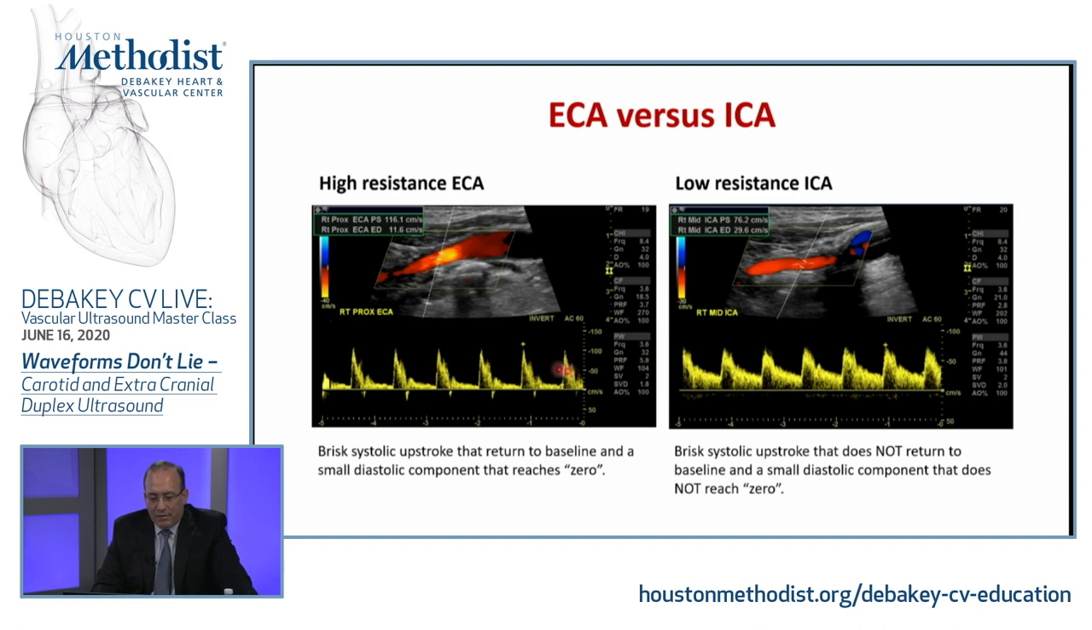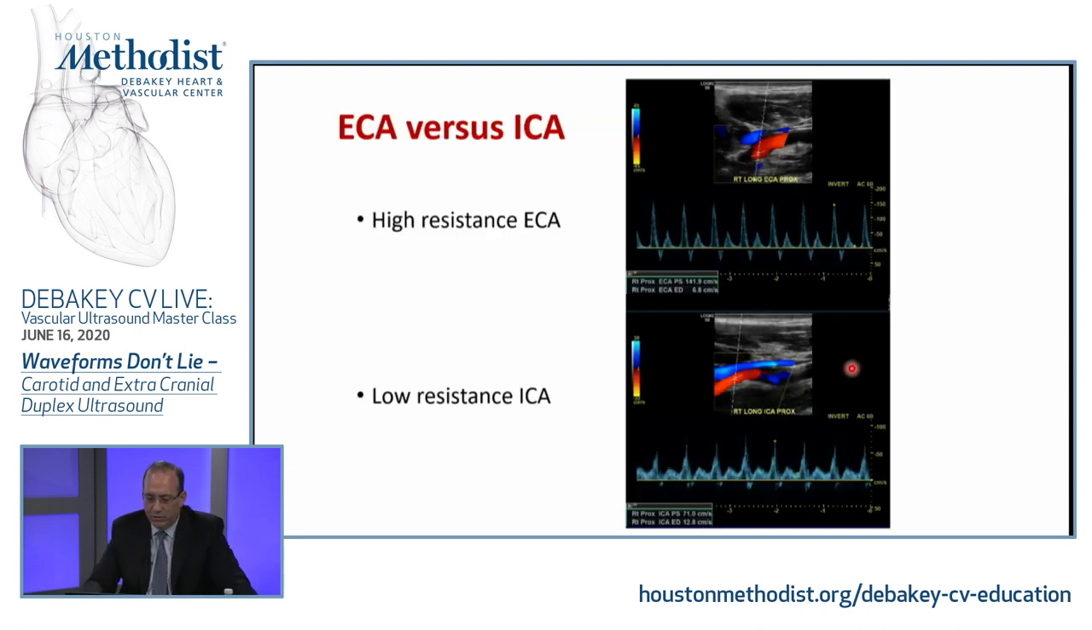So let's have some more examples. Again, high resistance, okay? And this is a high resistance waveform. Brisk systolic upstroke, return to baseline, and a very small diastolic component. Compared to a low resistance waveform that you see here, this low resistance waveform does not reach zero in its diastolic component, and there's certainly spectral broadening. And again, understanding the waveforms in the carotid, I think if you can understand this easily, you can translate this to all other systems or all other imaging in the body, okay? And I think an important concept is what's high resistance and what's low resistance.